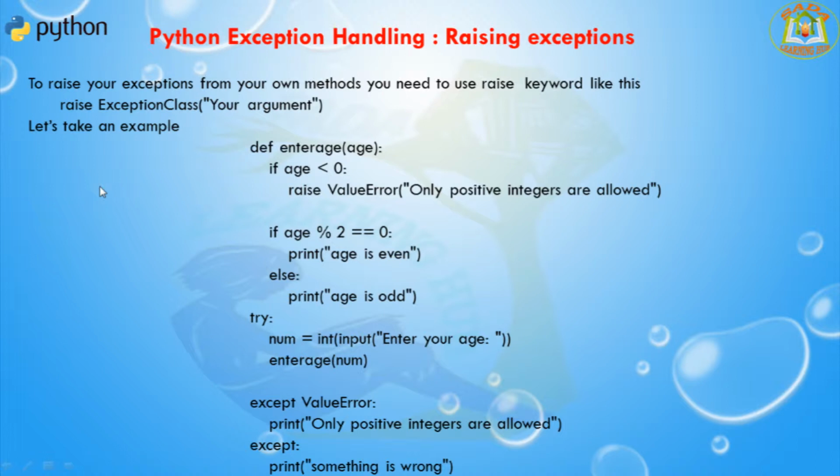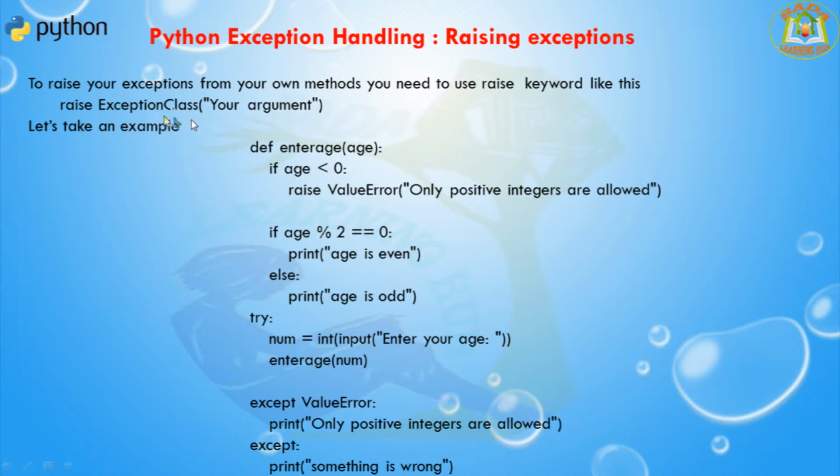If you want to raise an exception, we need to use the raise keyword. You can raise an exception in several ways by using the raise statement. This is the general syntax of raise: raise, the exception class which you want to raise, and your argument, which argument you are going to pass to your class.